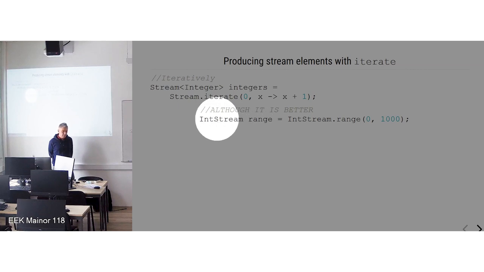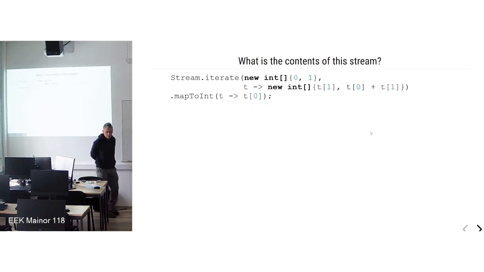But of course, if you need a range of integers, please don't use this, because first of all we have IntStream specialized, since int is a primitive in Java, and we have IntStream.range that will provide us with a range of integers. So what is the content of this stream? I think this might be too tricky for you to answer right away. Does anyone know anything about Fibonacci numbers? Then look at this example and try to understand that this one will give you Fibonacci numbers.